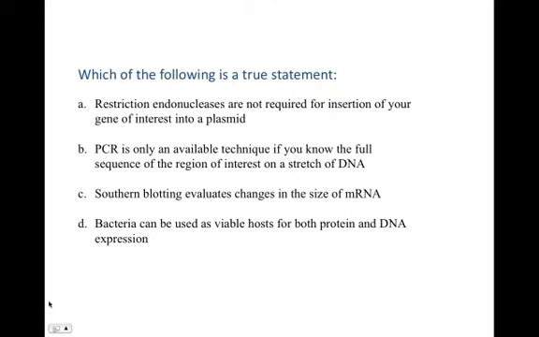Let's summarize the previous techniques by looking at this question. Which of the following statements is true? A. Restriction endonucleases are not required for insertion of your gene of interest into a plasmid. B. PCR is only an available technique if you know the full sequence of the region of interest on a stretch of DNA. C. Southern blotting evaluates changes in the size of mRNA. Or finally, D. bacteria can be used as viable hosts for both protein and DNA expression.